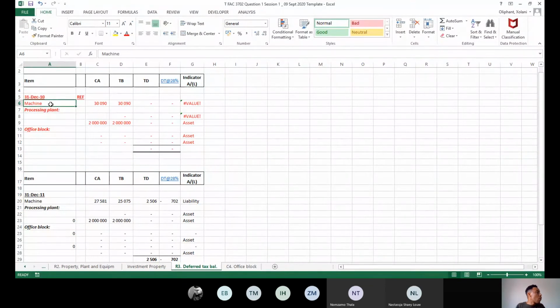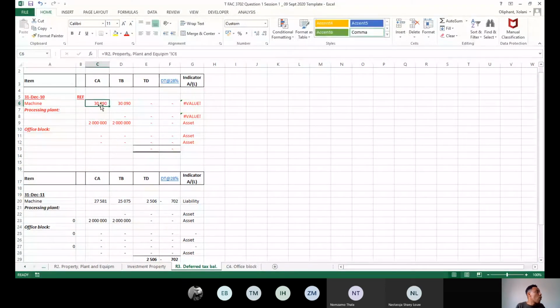So what would have happened is that, okay, that's machinery, your carrying amount you've already determined is 30,090, and your tax base. But because it was not available for use and was not brought into use on the 31st of December 2010, then we can't claim any depreciation or any allowances in that regard, both for accounting and for tax purposes, right? So then there's no deferred tax implication.